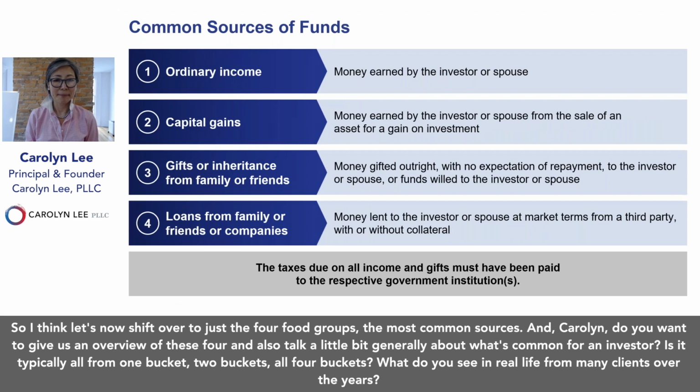So let's now shift over to the 4 food groups, the most common sources. Carolyn, do you want to give us an overview of these 4, and also talk a little bit generally about what's common for an investor? Is it typically all from 1 bucket, 2 buckets, all 4 buckets? What do you see in real life from many clients over the years?